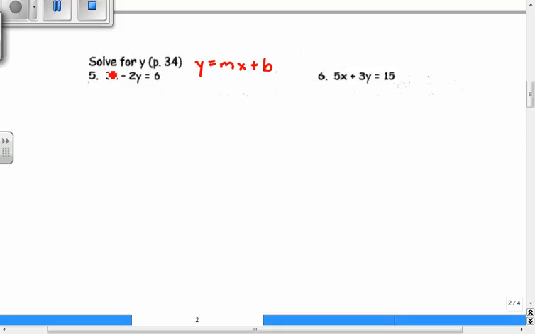So we want to get rid of this positive 3x. So we need to subtract 3x from each side. We have negative 2y is equal to negative 3x plus 6. But we don't have y equals yet. We have negative 2y equals.